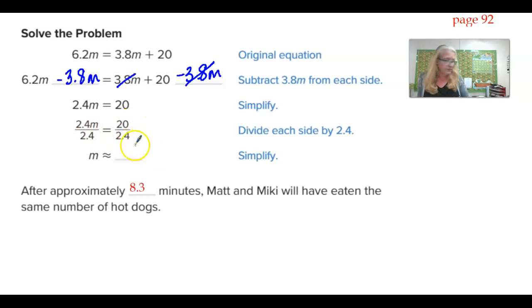And I believe I've had this one figured out ahead of time. Is it 8.3 or something? I think it's 8. Yeah, it's 8.3. I did figure it out ahead of time. All right. So that means that at 8.3 minutes, the two of them will have eaten the same number of hot dogs.